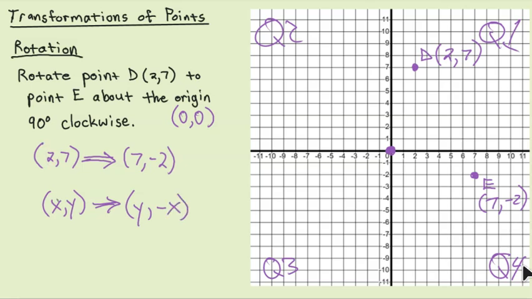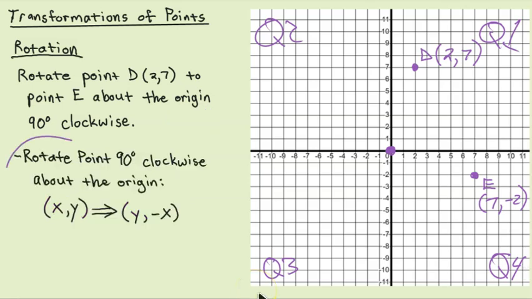X is 2, but over here the X is actually in the position of the Y, and it's negative, so that's why we have negative X. Y is 7, and over here the 7 is actually the first number in the X position, and so that's why we're saying that it's Y, comma, negative X. So I'm going to go ahead and write up a rule for this.